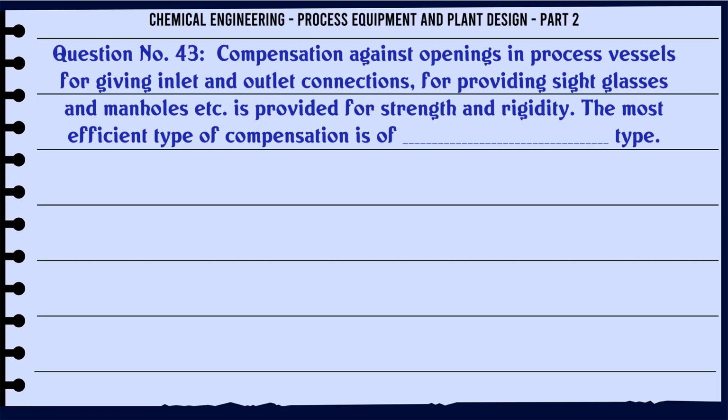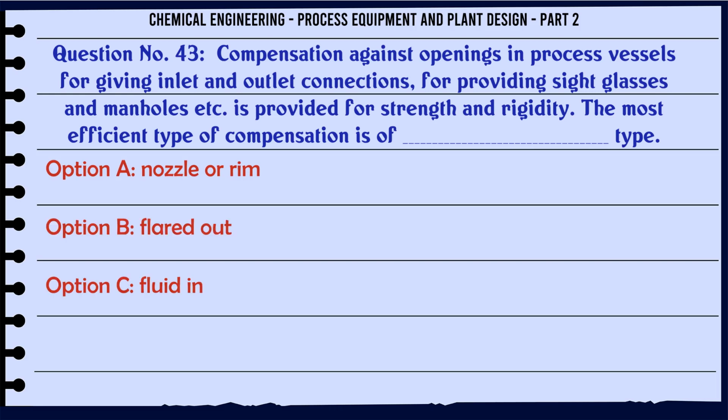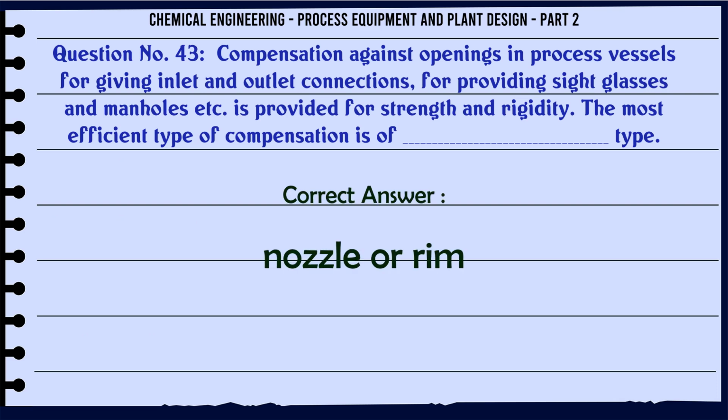Compensation against openings in process vessels, for giving inlet and outlet connections, for providing side glasses and manholes etc., is provided for strength and rigidity. The most efficient type of compensation is of type A. Nozzle or rim, B. Flared out, C. Fluid in, D. Ring plate. The correct answer is nozzle or rim.